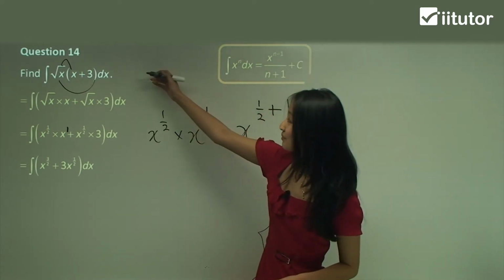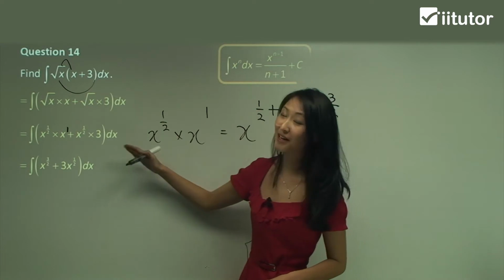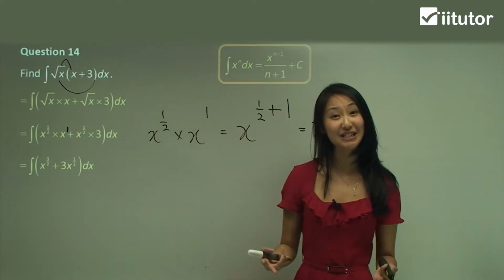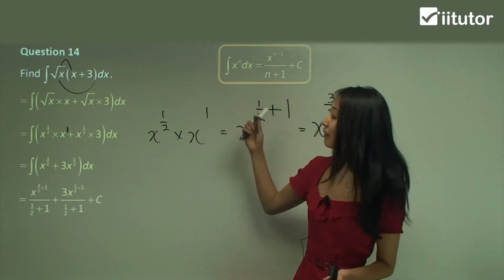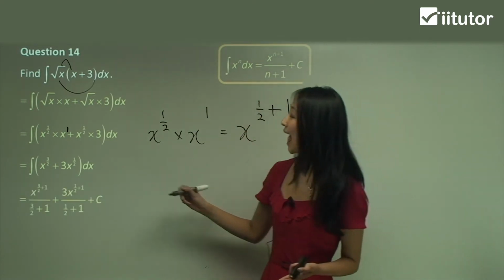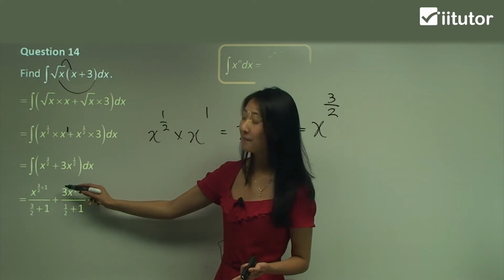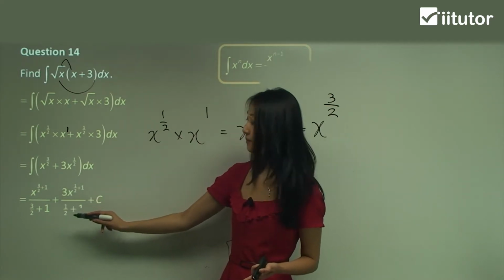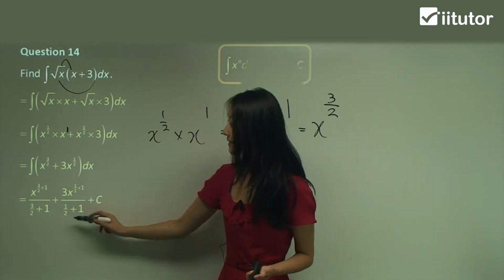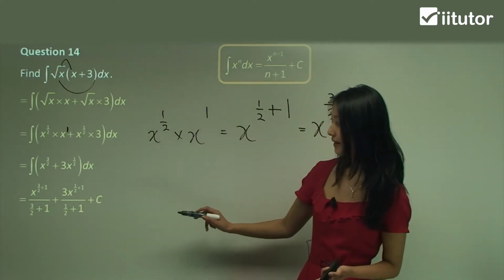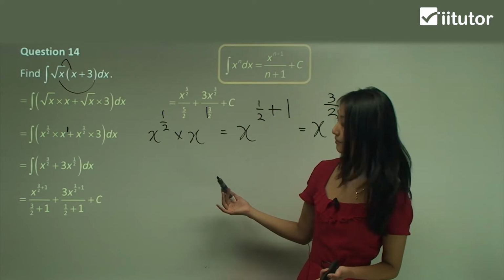Now, we've gone from this step to this step, and once we get here, we know that we will be able to integrate. So let's do that now. With integration, remember what we do. We always plus 1 to the index. So we have 3 on 2 plus 1 divided by 3 on 2 plus 1. Here we have 3x to the power of half plus 1 divided by the same and plus the integral c. So now we just need to simplify.